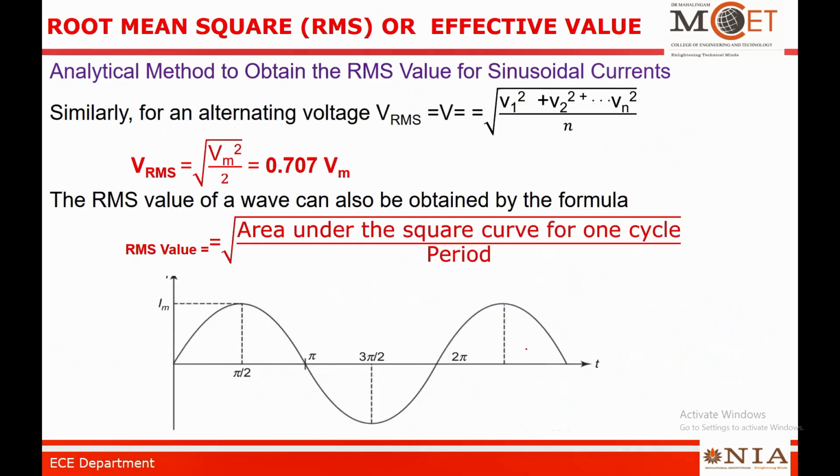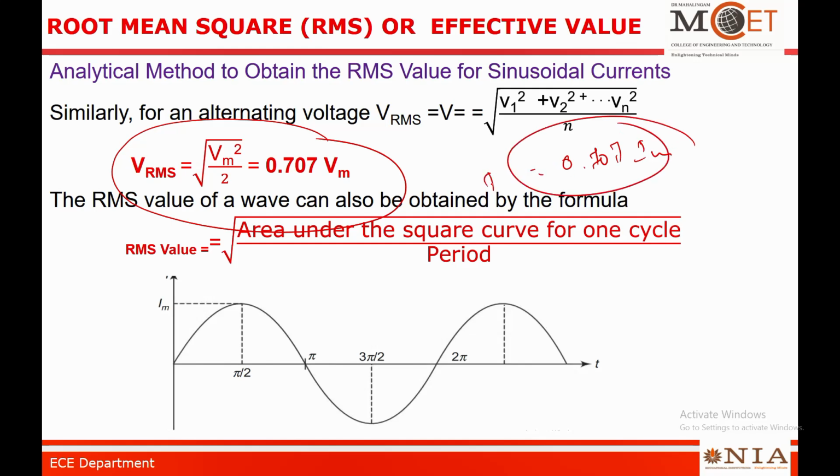Okay. So with that analytical method we are going to find the alternating voltage with respect to IRMS. This IRMS obtained with the analytical method gave the value 0.707 Im. Now we are going to get the value for VRMS, the voltage. The VRMS will be obtained from Vm square divided by 2. Again, with the root and the denominator 2 and the square, it gives the value 0.707 Vm.